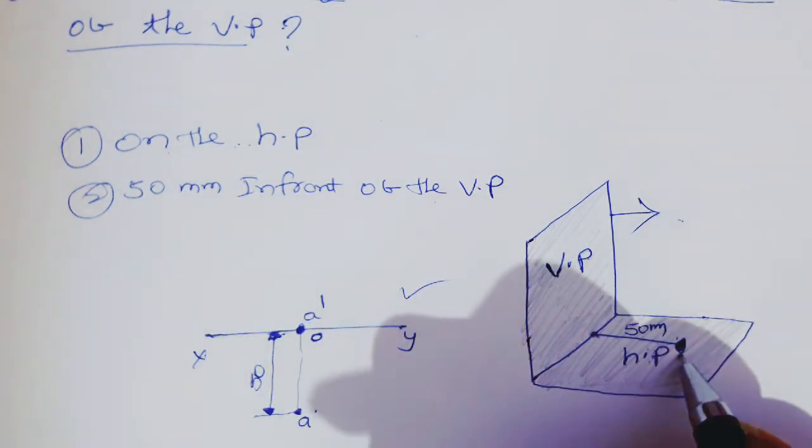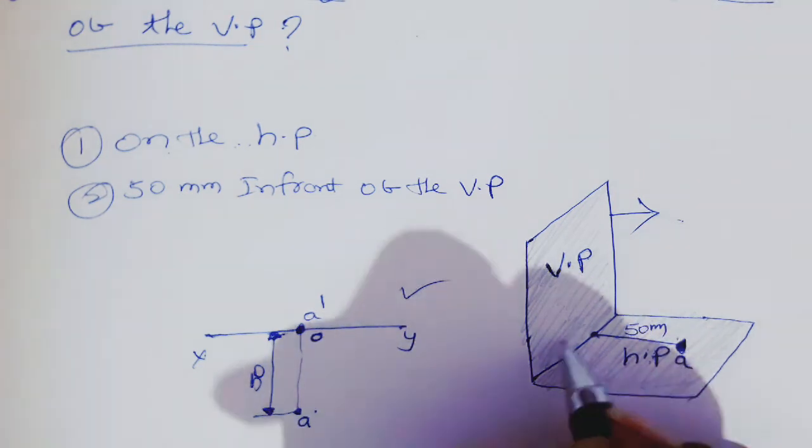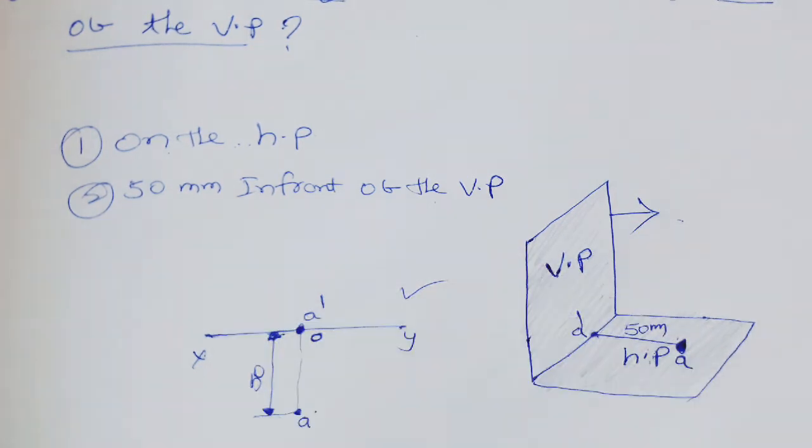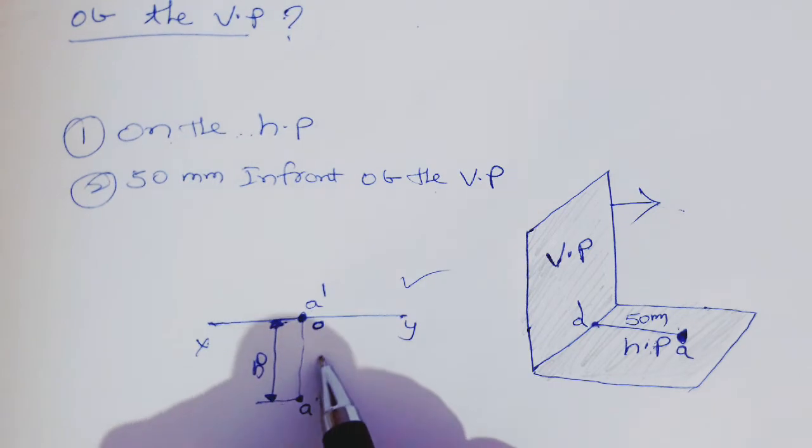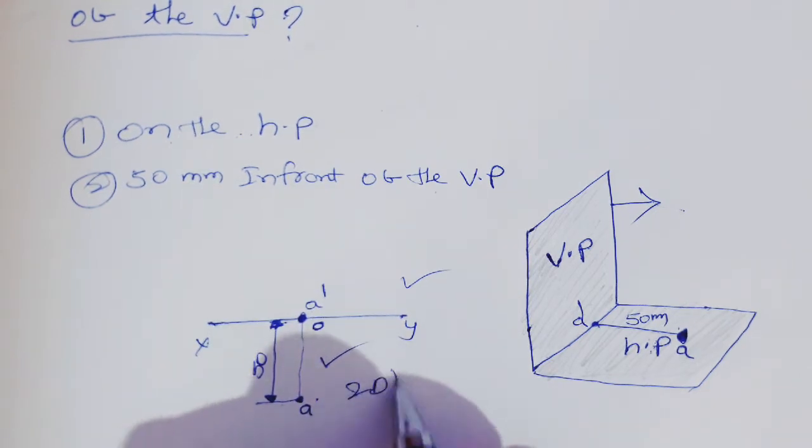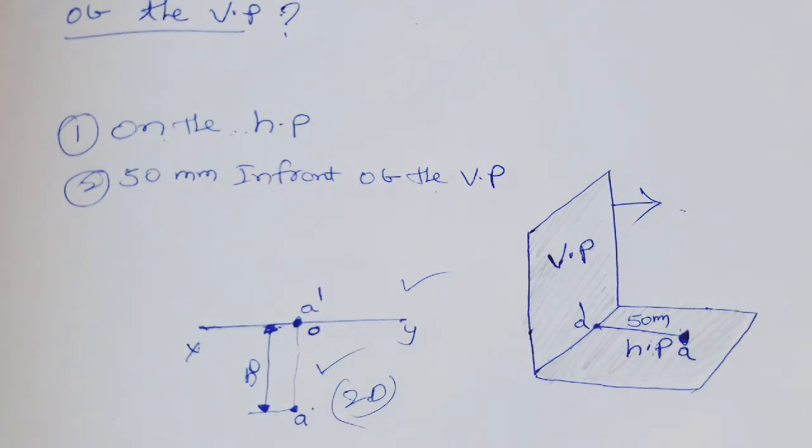So I am marking this as A, this as A dash. The same we have represented in 2D in this way.